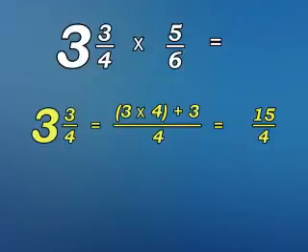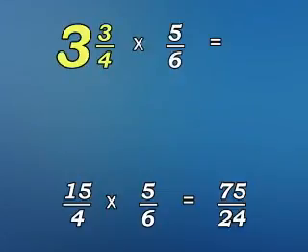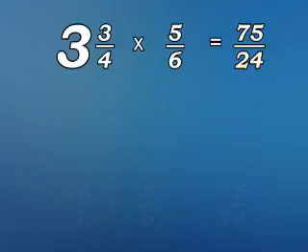Now we have two fractions. We have 15/4 times 5/6, which becomes 75/24. So 3¾ times 5/6 becomes 75/24, an improper fraction. Now, are there any common factors to reduce 75/24 to its lowest form?